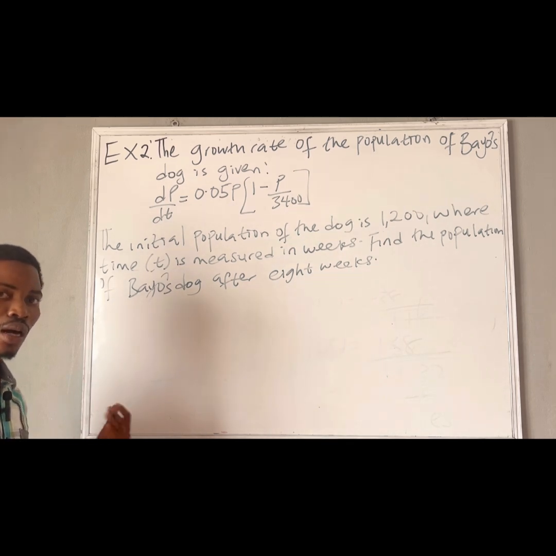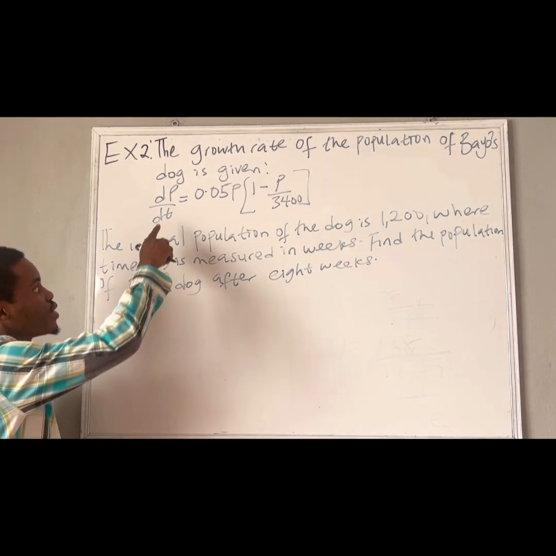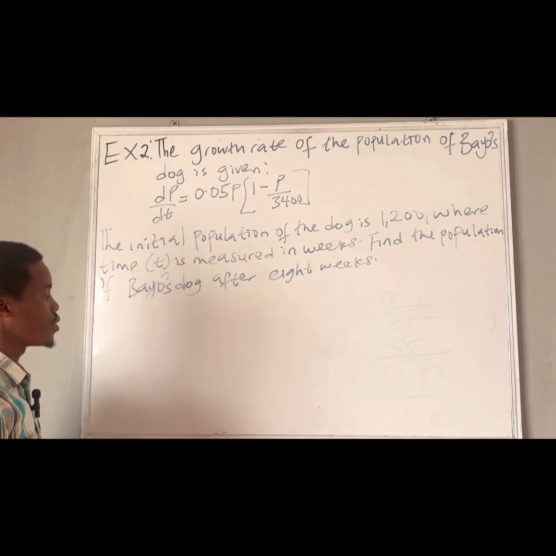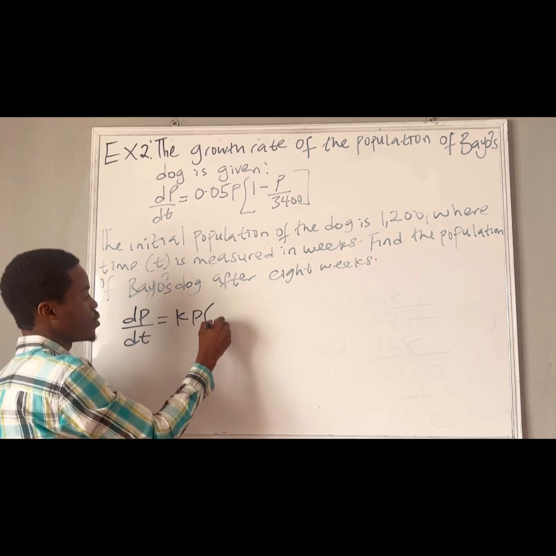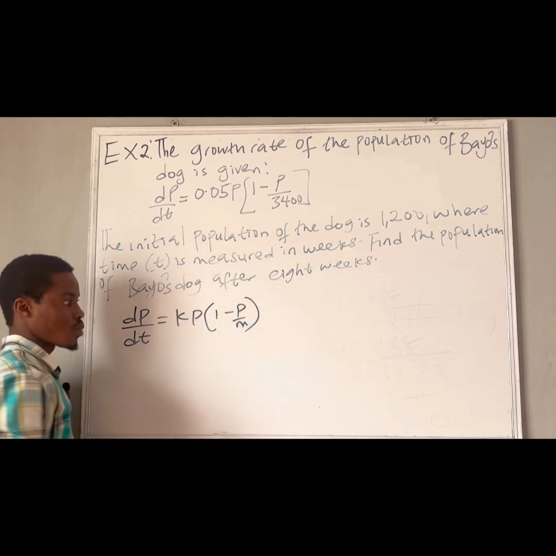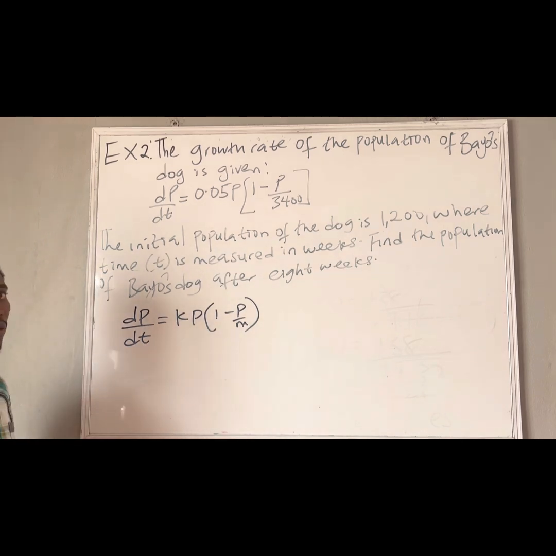Here is another problem. How can we solve it? How can we generate the formula for the logistic growth model? Since we are given dP over dt, 0.05, it can be in the form of kP(1 minus P over M). This is the formula for the derivative. When we talk about the rate of population, it is directly related to the population and the resource limitation.